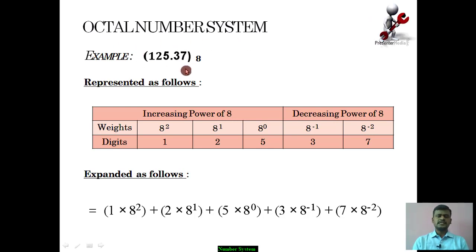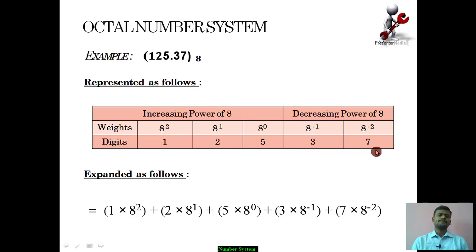So using this example, we will try to build a table like this. First we will identify what are the increasing powers of 8 and decreasing powers of 8. So 1, 2, 5 are increasing powers, 3, 7 are decreasing powers. So first we will write the digits, that is 1, 2, 5 and 3, 7.